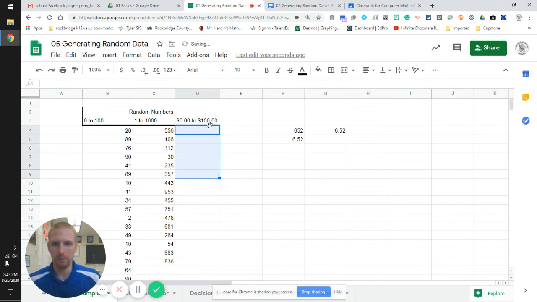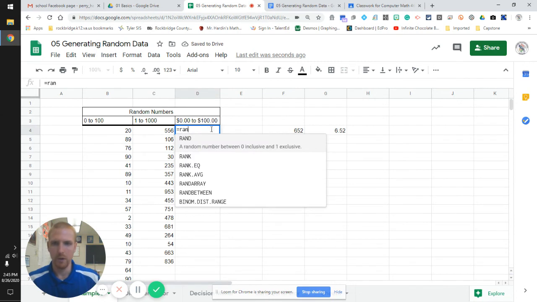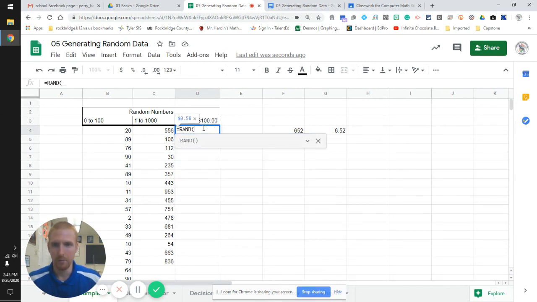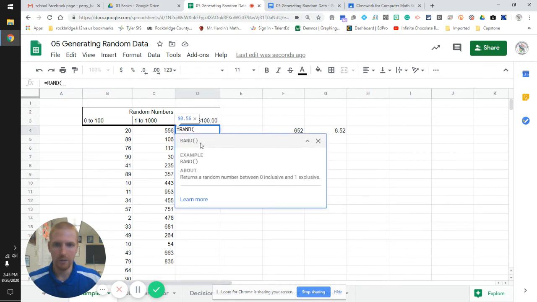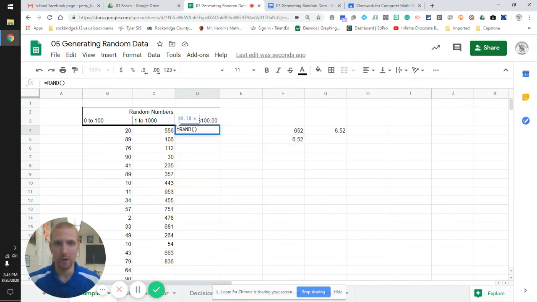Here's the other way to do it. So equals random, and I'm going to go with this option, just equals RAND. Now, this is kind of interesting. If you pull up the question mark thing that shows you how to use it, there's no input. You just close the parenthesis. That's it. That's all you can do, because it's just going to generate a random number, and that's it. All right. I don't know how many decimal places it uses, but it's a lot.